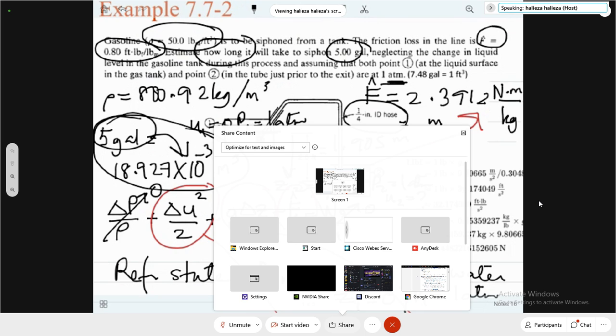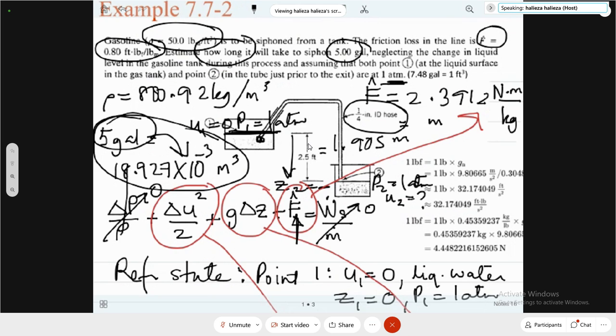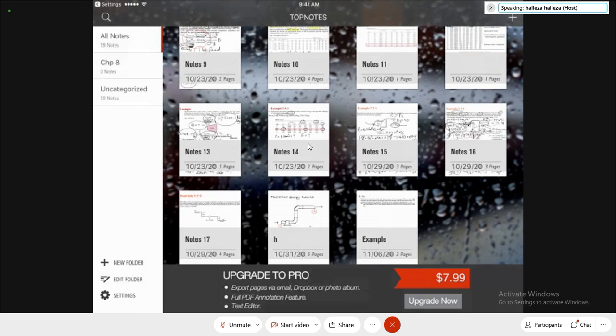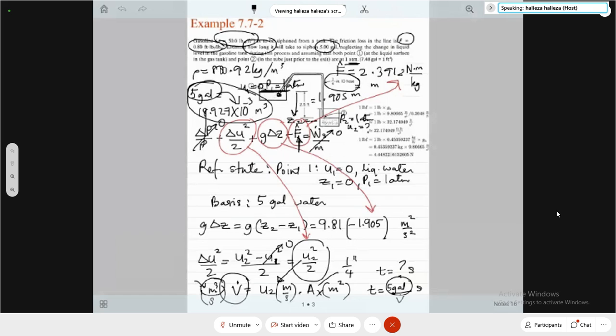You need to remember to state your reference state. You need to remember to state your reference state and your basis. But whether you are looking at mechanical energy balance or the previous energy balance that we were dealing with, you need to specify your reference state and the basis. You have to do that. Any other questions, guys? No, doctor, it's clear. Okay, good.